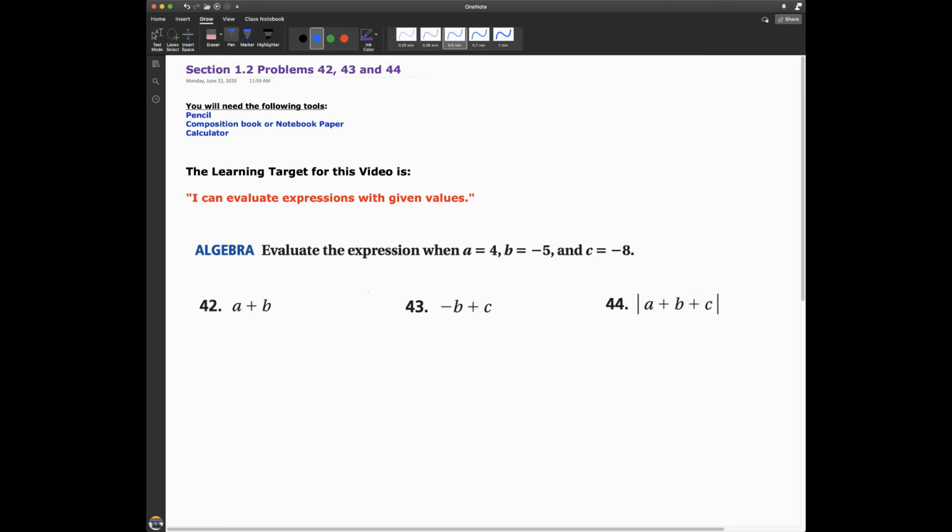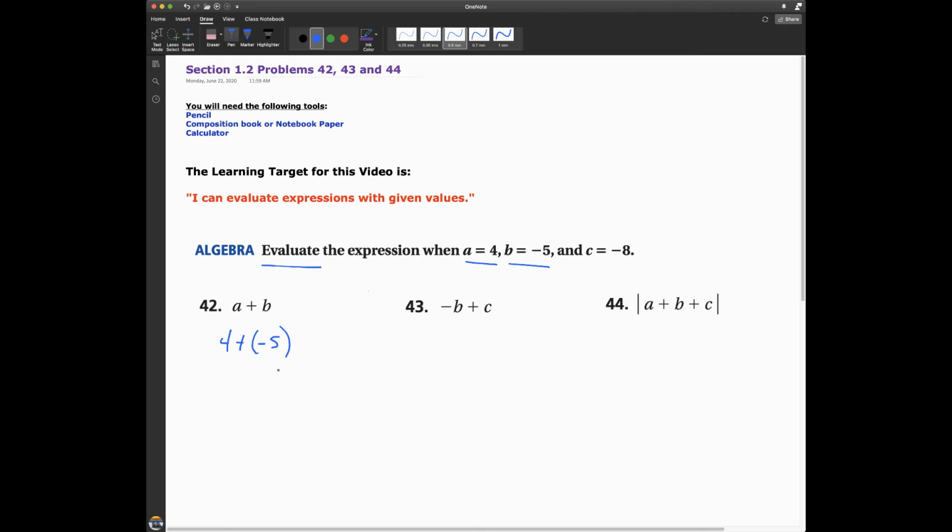So what are we really doing? The directions say evaluate. So that means I want to look at each one of these expressions. It says add A plus B together. Well, if I tell you what A is and what B is, then you can actually add them together. A is 4, B is -5. So we can actually add those two together.